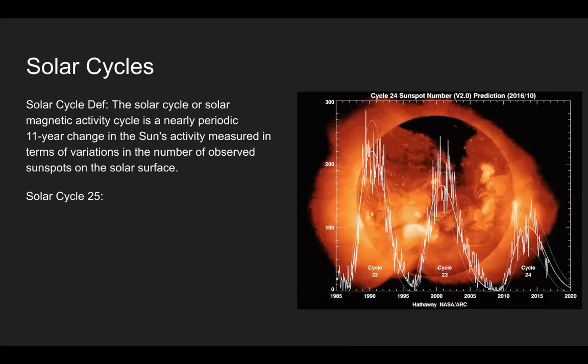So solar cycles. The solar cycle, or solar magnetic activity cycle, is a nearly periodic 11-year change in the sun's activity measured in terms of variations in the number of observed sunspots on the solar surface. And right now we're in solar cycle 25. This began December 2019. The time at which the sun reaches its greatest activity during the 11-year cycle is believed to be in 2025. And during solar maximum, large numbers of sunspots appear and the solar irradiance output grows by about 0.07%.